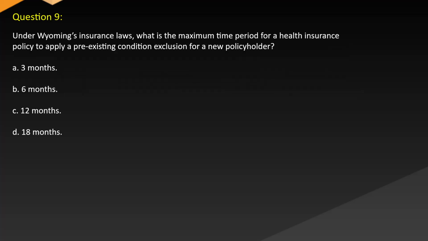Question 9. Under Wyoming's insurance laws, what is the maximum time period for a health insurance policy to apply a pre-existing condition exclusion for a new policyholder? A. 3 months. B. 6 months. C. 12 months. D. 18 months.